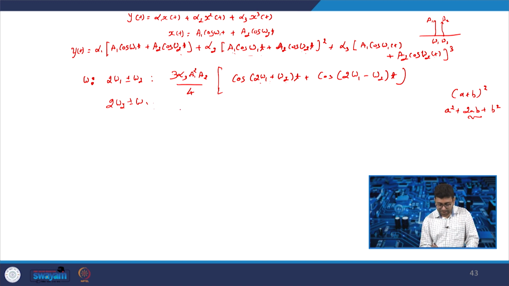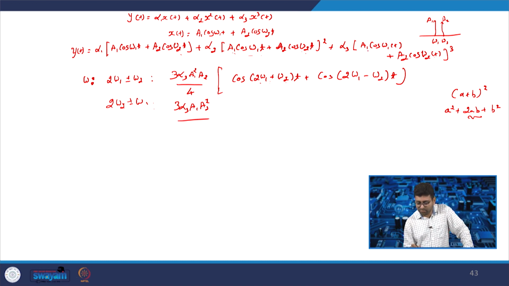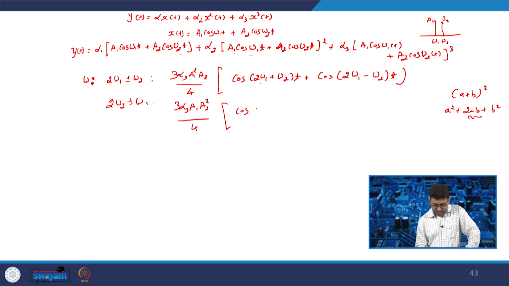So, its amplitude will be the same, 3 alpha 3 a1 a2 square by 4, because now we are interested in this. This is a1 square and then there is a2 square that will come. So, you will get 3 alpha 3 a1 a2 square by 4, that is the same, cos 2 omega 2 minus or plus omega 1 t, plus cos 2 omega 2 minus omega 1 t.